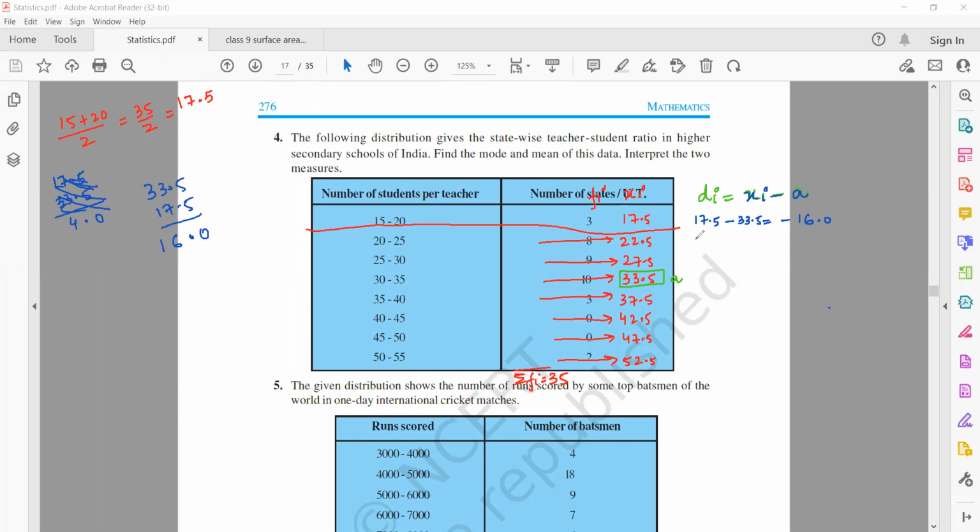Now this is next. So your XI is 22.5 minus A, that is 33.5. Next will be 27.5 minus 33.5. Then you have 33.5 minus 33.5. 37.5 minus 33.5. 42.5 minus 33.5, then 47.5 minus 33.5, 52.5 minus 33.5. Now you can find out all these values.